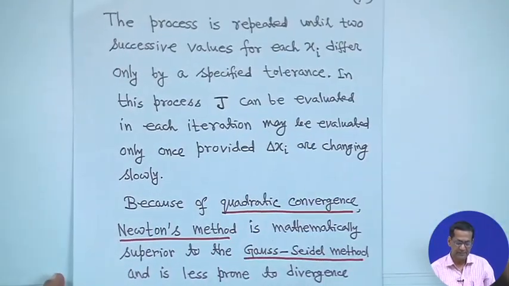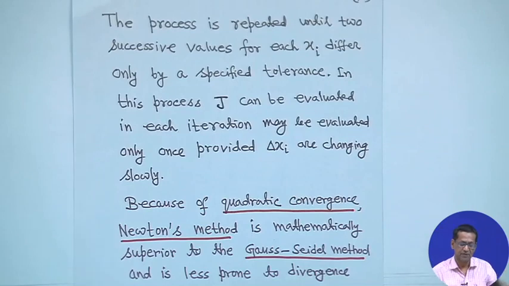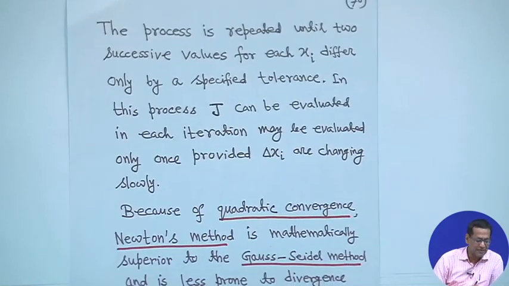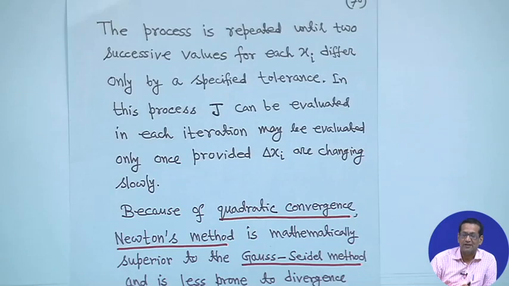The process is repeated until two successive values for each x i differ only by a specified tolerance, because you have to go for the convergence characteristic, right. In the same way, later we will see for the Newton-Raphson method, and you have to see that the solution has converged, right.